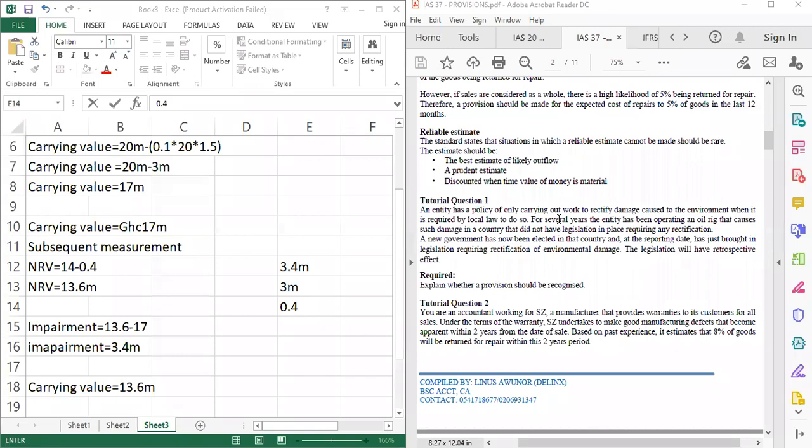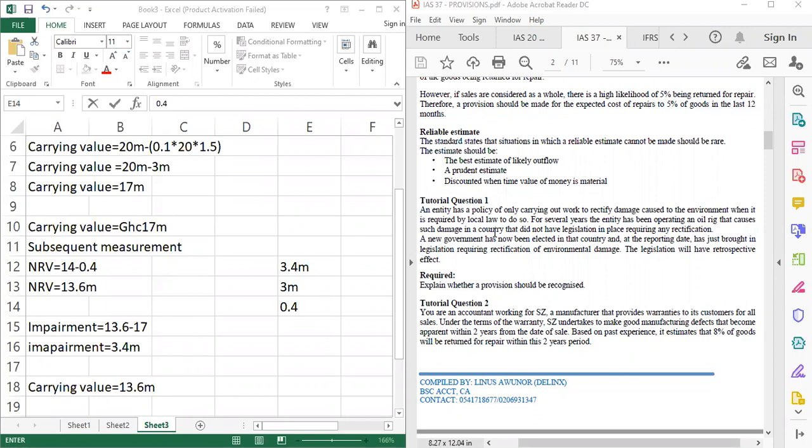Because it's a legal requirement. Joyce, okay. Why should we make provision? Do you think we should make provision? Yes, because it's a legal requirement. It will be a legal requirement.